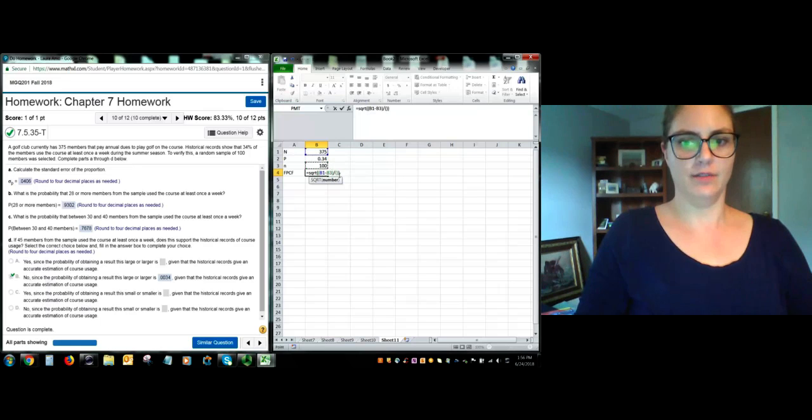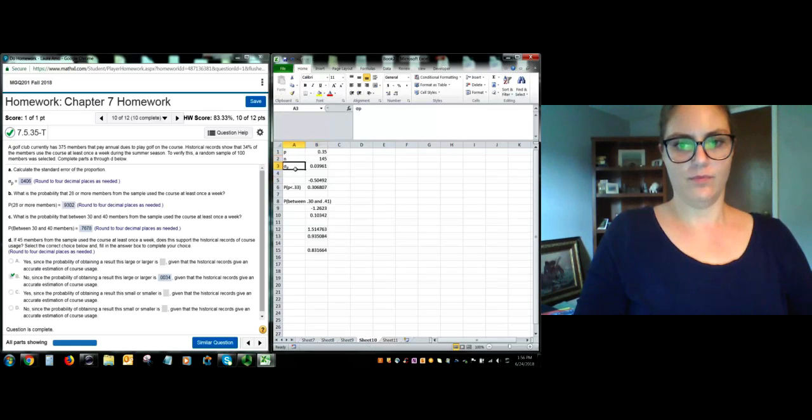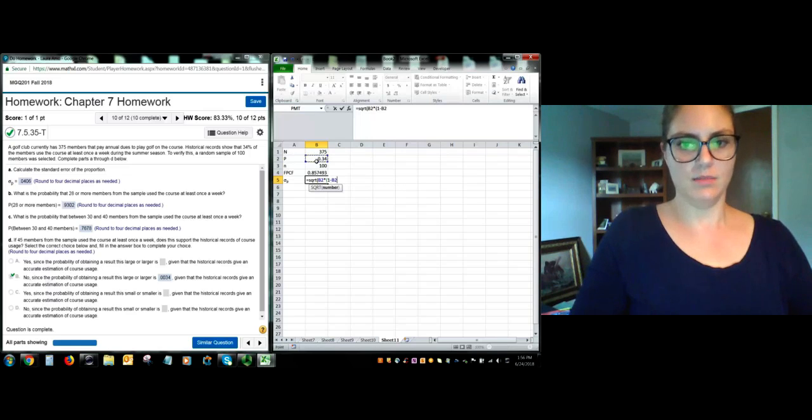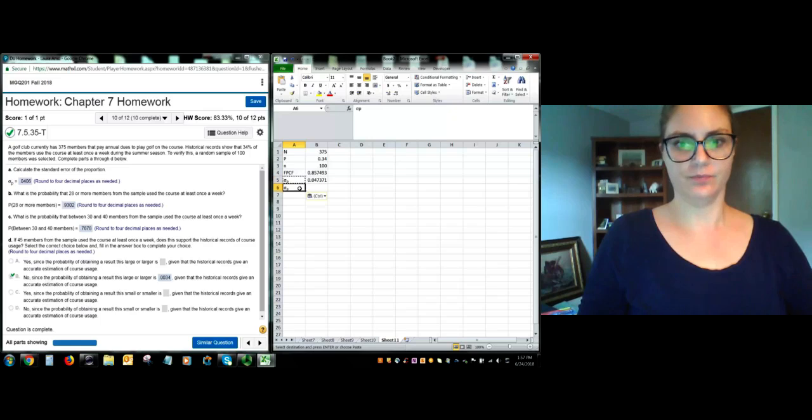Big N minus little n divided by big N minus 1, and take the square root of that. Then sigma p, the standard error of the proportion, is the square root of p times 1 minus p divided by little n, and this adjusted.